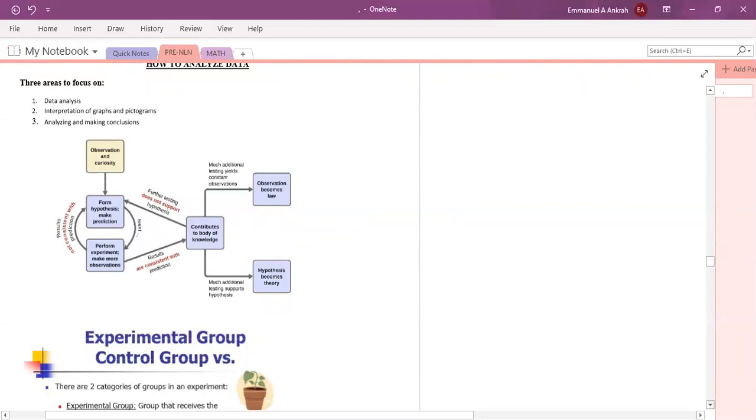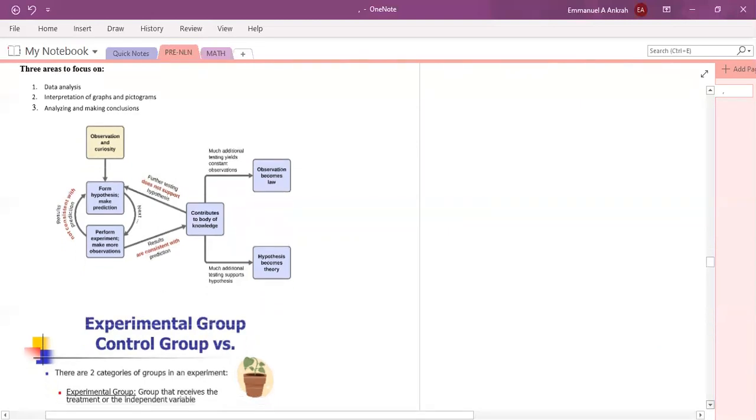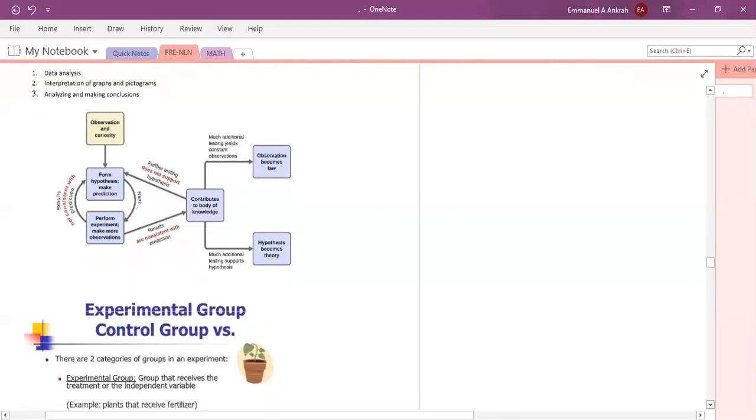So there are three areas I want you to focus on: one, analyzing the data; two, interpretation of graphs and pictograms; and three, making conclusions and inferences from the information that is given.